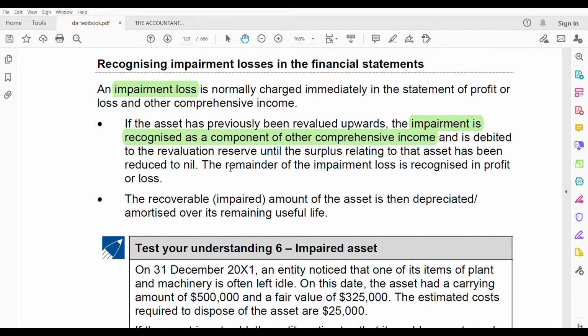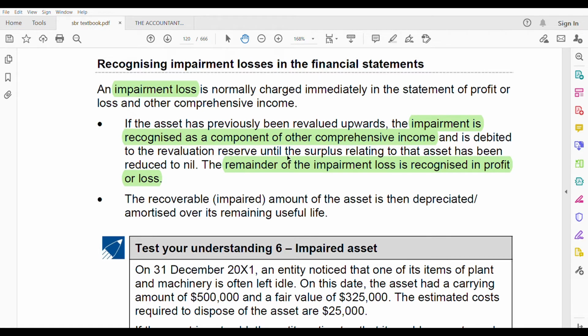What about the remainder of the impairment loss? It is recognized in profit and loss. Definitely you will understand this. Let me explain this through numbers. Let's say in your revaluation reserve, you currently have 5 million, but your impairment is, let's say, 10 million. That is your impairment.